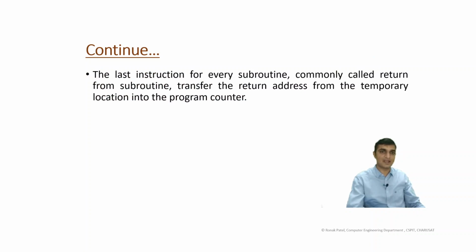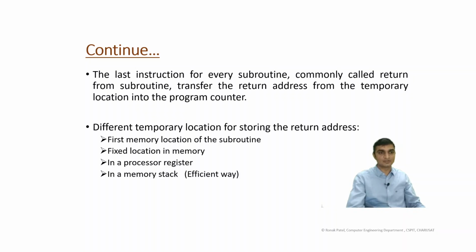The last instruction for every subroutine is commonly called return from subroutine. It transfers the return address from the temporary location into the program counter, as I said just before. There are different temporary locations for storing the return address. That address can be stored in some fixed memory location of the subroutine, in a processor register, or in a memory stack. These are the different ways to store the temporary address. After calling your subroutine, you need to be again at the position from where you called it. That can be stored in these different ways.